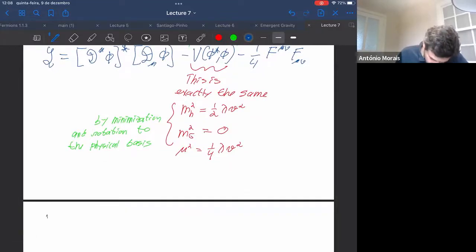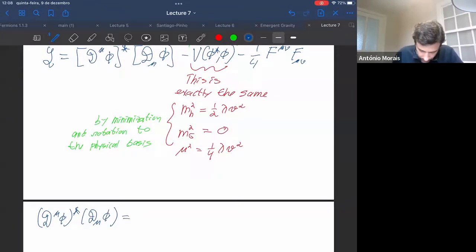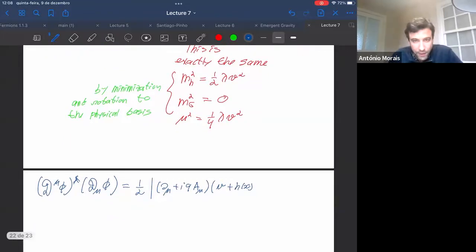So let's do that. We have D_mu phi conjugated D^mu phi, and this is equal, just remember that, we can write this as 1/2, and now the modulus squared of (d_mu plus i q A_mu), which is the covariant derivative, acting on the field expansion v. So we are starting not with the exponential form, but with the linear expansion.